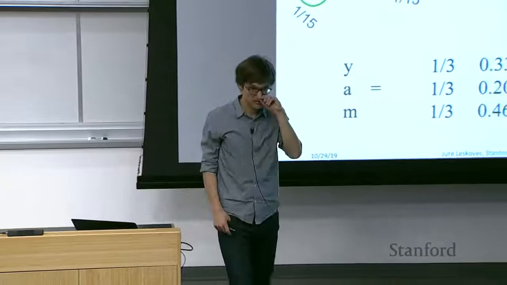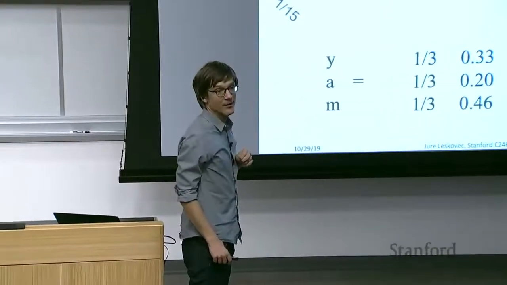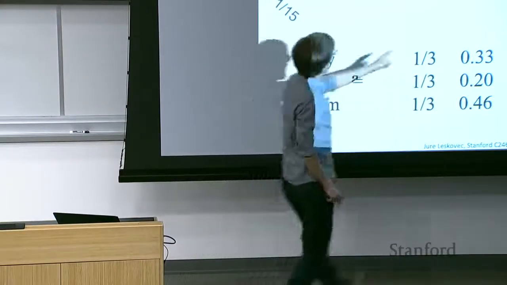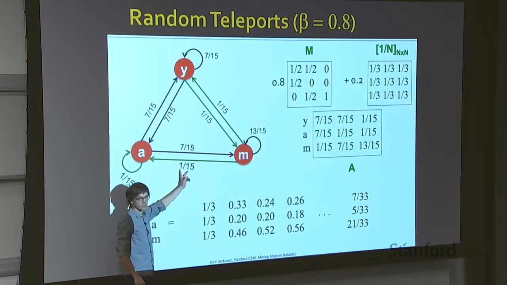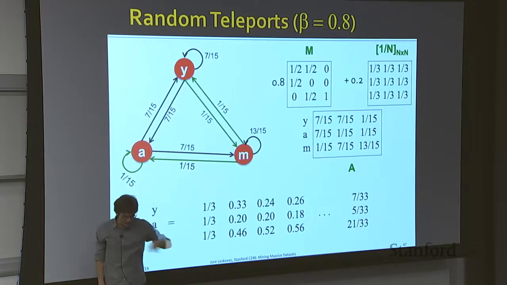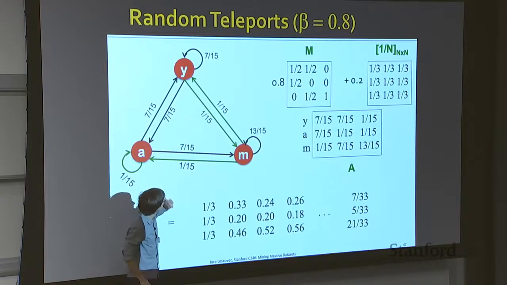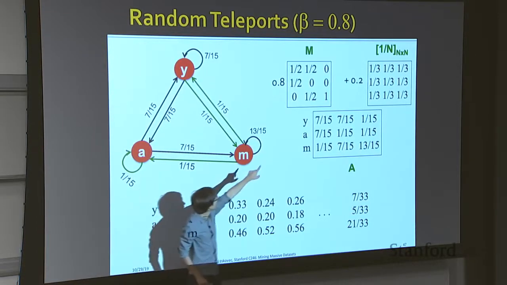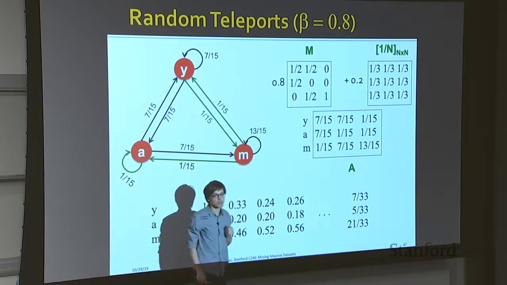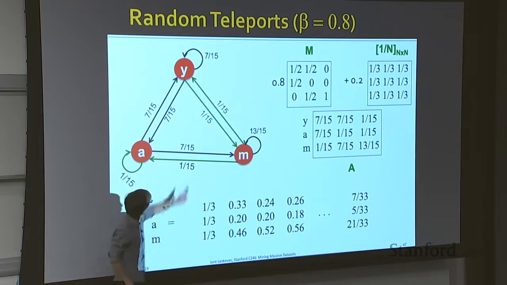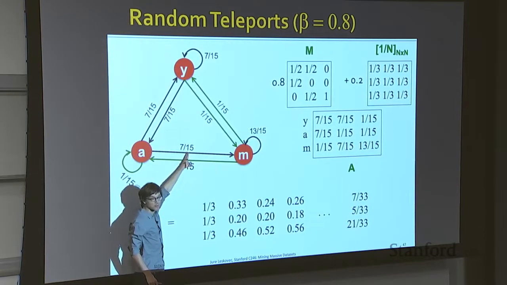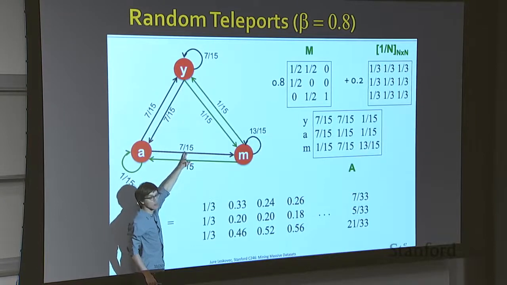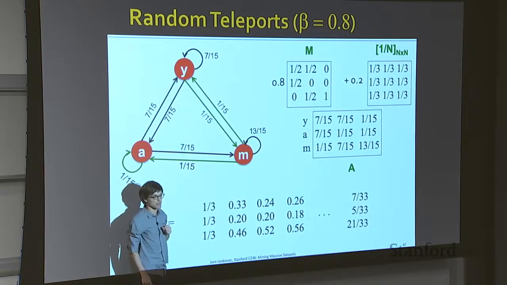Yes? So green denotes the links created by random teleports? Exactly, right? So what I did is I added these links to denote random teleports. And I randomly teleport with 1 over 15, which is, I can jump to any of the 3 nodes, and I will teleport 20% of the time. So it's 1/5 times 1/3, so it's 1/15, right? While here, why is it 7 over 15? This is 1/2 plus 1/15 or whatever, right?